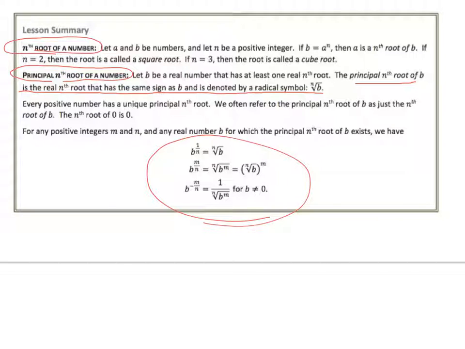So the principal root of b is a real number. It's all of our perfect squares, principal roots. Okay? The nth root of 0 is 0. We always talk about that. What about the square root of 0? Well, it's 0. But that's it for today. Good job.